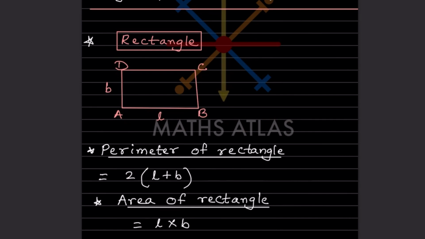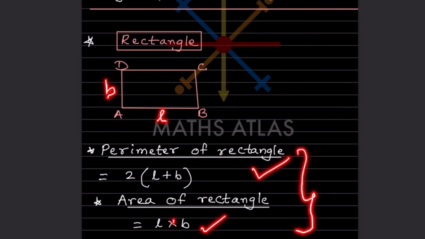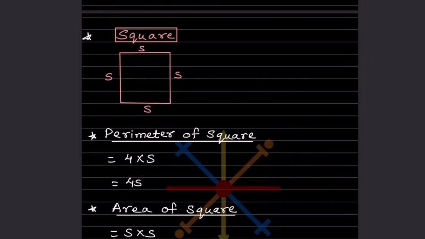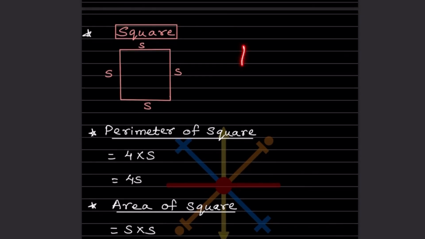Now for the area. Area is nothing but you take this length and this breadth and multiply them. So see the difference between the perimeter of a rectangle and the area of a rectangle. I have written it over here. You draw the diagram, write the heading rectangle, and write it in your notes.